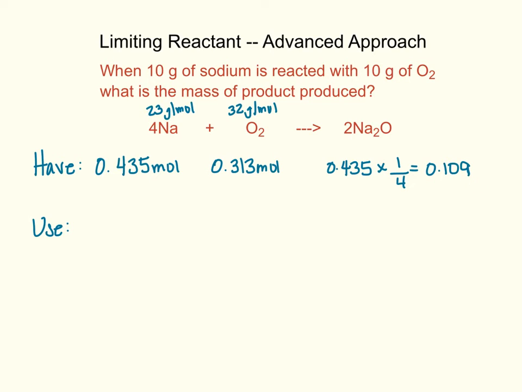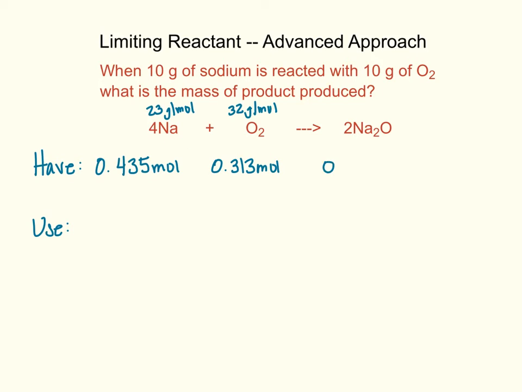What this says is that in order to use up all of my sodium, I have to have 0.109 moles of oxygen gas, which I do have, so I should be able to use up all of my sodium. But let's check with our oxygen to make sure we're correct. For my oxygen, if I have 0.313 moles of oxygen, I want to know how many moles of Na is required to completely react with that.